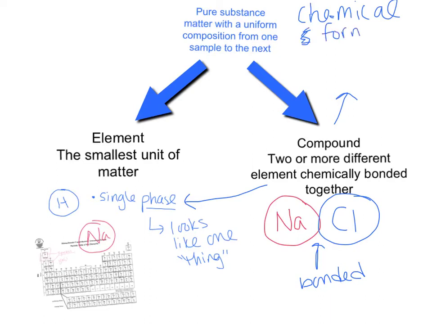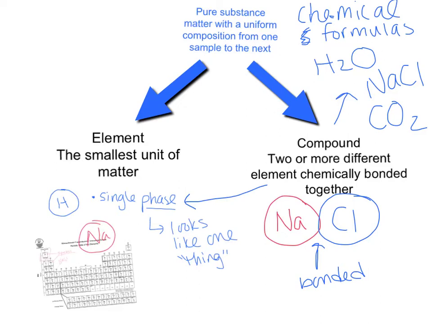Formulas. So the most common one that you're familiar with is H2O. Some other ones you're probably familiar with, table salt is NaCl. From biology, you know carbon dioxide is CO2. These are all examples of chemical formulas, and you're going to notice that they're made up of two or more elements that are bonded together.